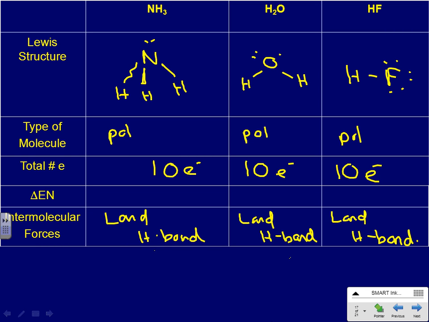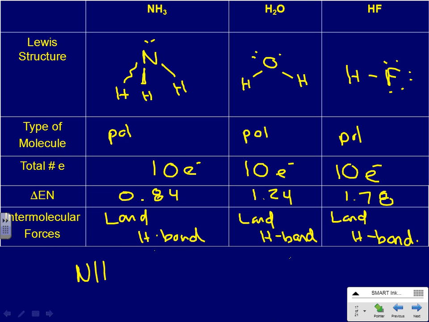Oh, you know what we need? We need the delta ENs then, don't we? Because they're all kind of the same. Which one's the strongest ones? So what's the delta EN here? Have we got that number? 0.84, 1.24, 1.78. So which will have the lowest melting point or boiling point?